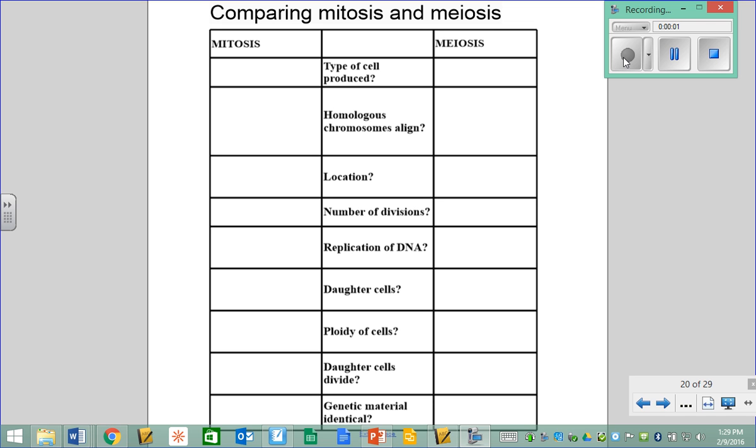box, the type of cell produced. In mitosis, it's a somatic cell. In meiosis, it's a gamete. Now, perhaps you didn't say those exact words, but you said something that means that.